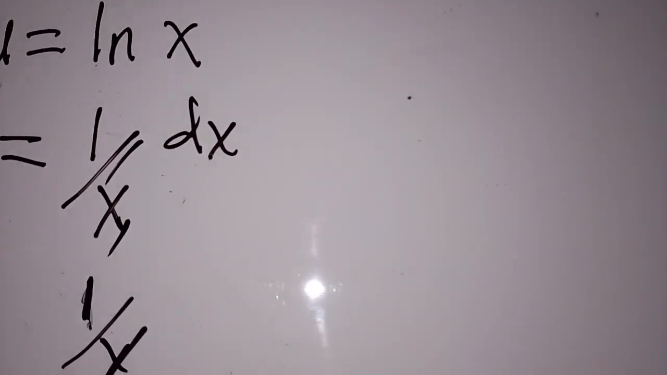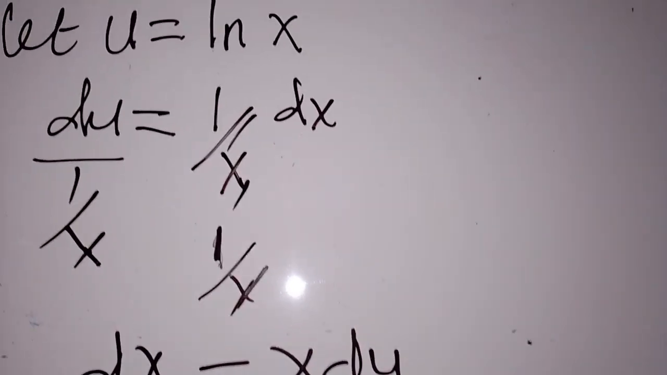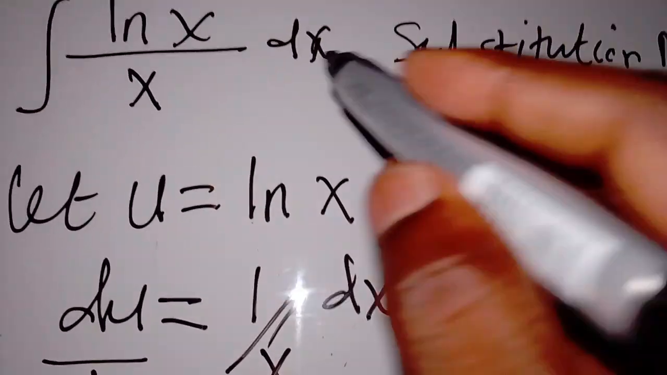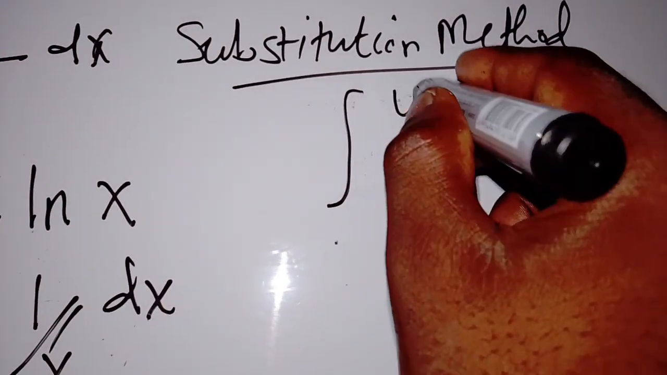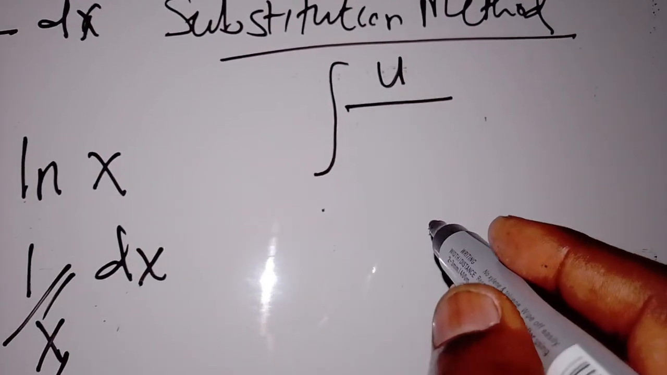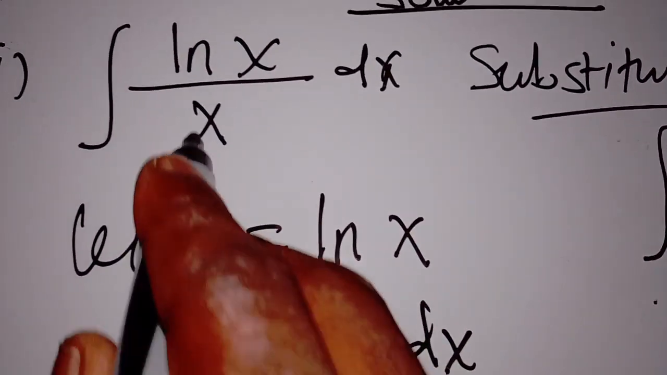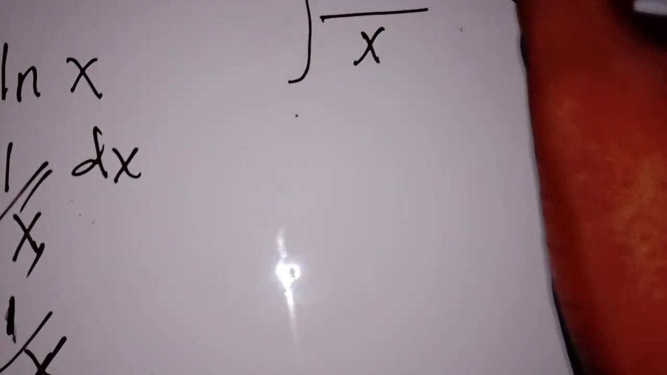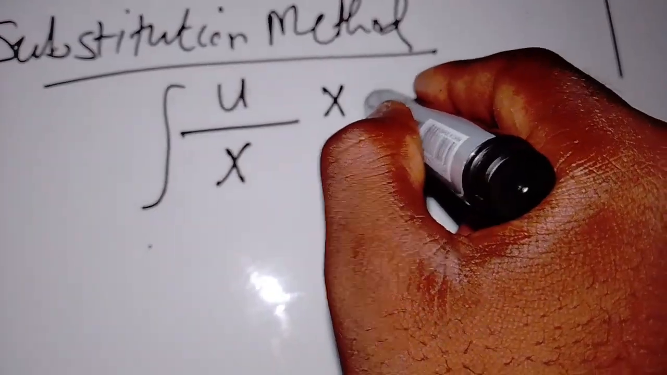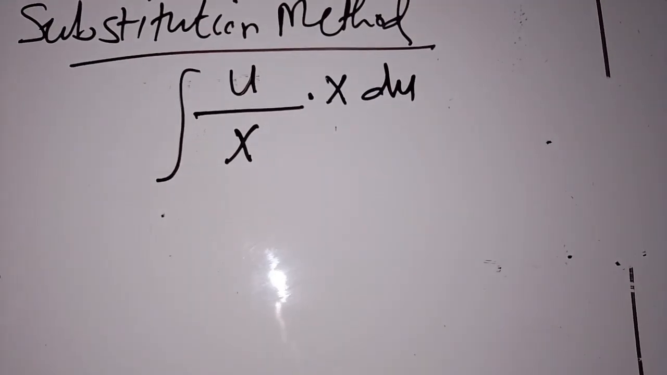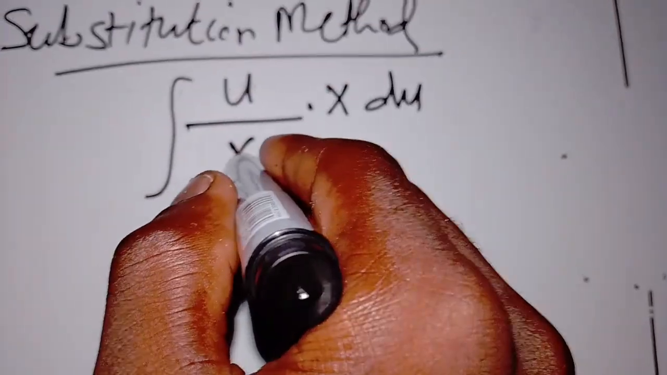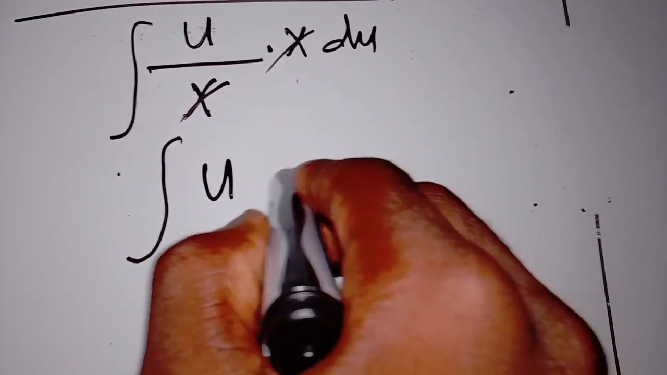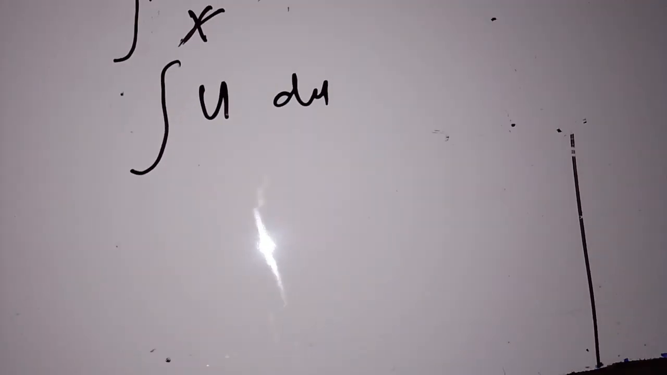In this case, we are going to replace. Remember, u is equal to ln x. So where there is ln x, we are going to put u over x. And where there is dx, dx is equal to x du, so we are going to put x du. It is multiplying. This x divided by x will cancel, which is just 1. So we are going to remain with u du.